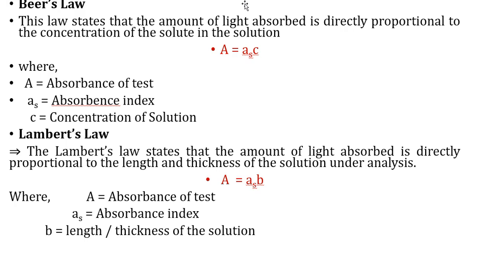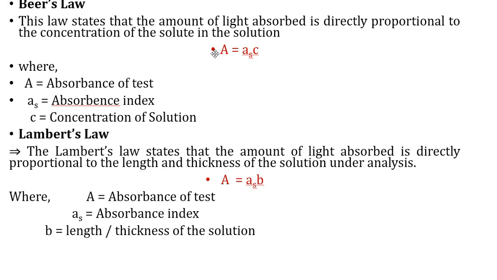Beer-Lambert's law consists of Beer's law and Lambert's law, where exactly Beer's law says that the amount of light which is absorbed by the solute is directly proportional to the concentration of the solute in the solution. So let's say if you have iron in a solution, you want to estimate it. The concentration of iron is directly proportional to its absorbance, or absorbance is directly proportional to the concentration of the ion present in that particular solution. So that means A is equal to ε C.